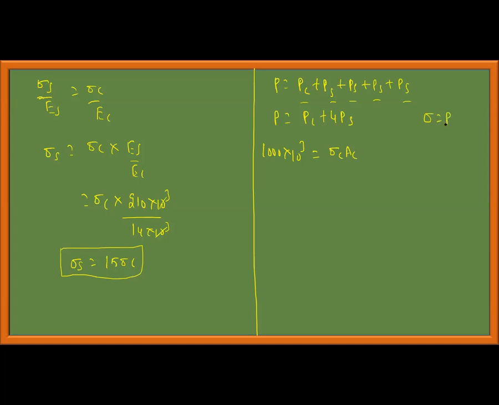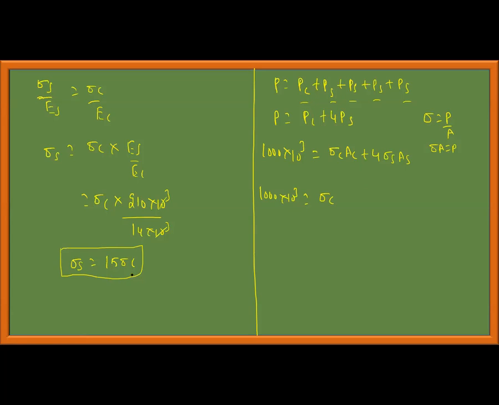Sigma is equal to P by A. Sigma into A is equal to P. Sigma C into AC plus 4 times sigma S into AS. Or 1000 into 10 power 3 is equal to sigma C into AC plus 4 times sigma S into AS. Let it be sigma C into AC.